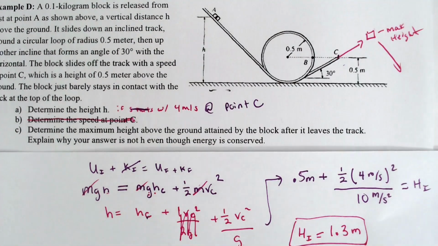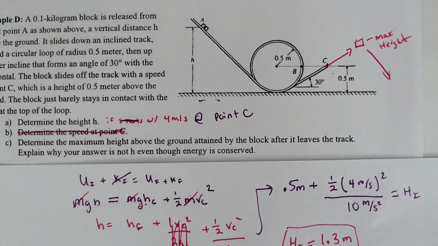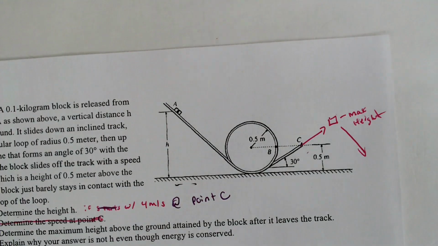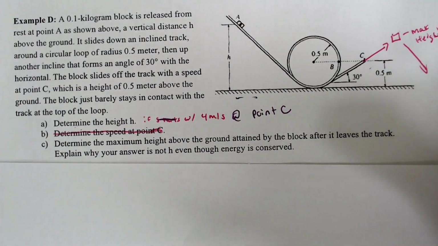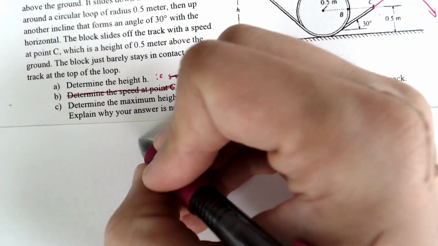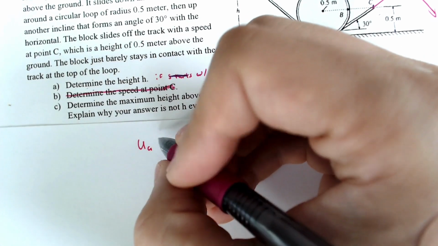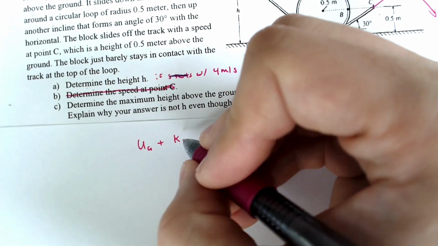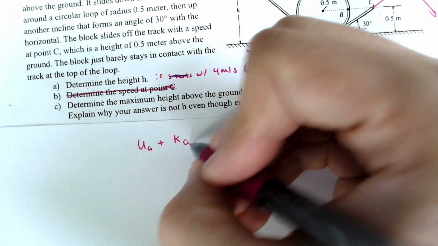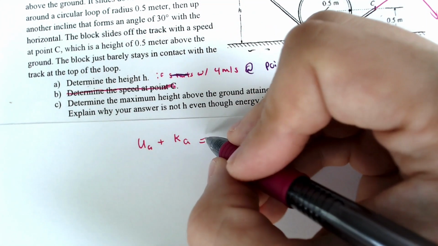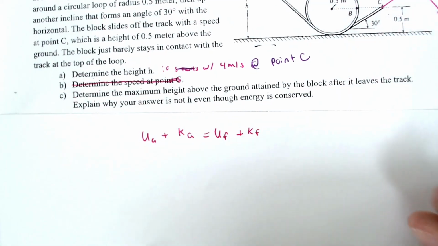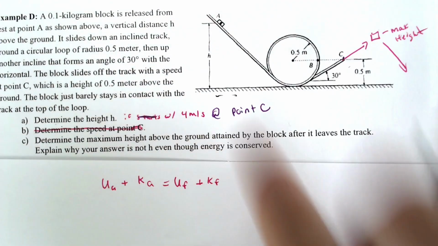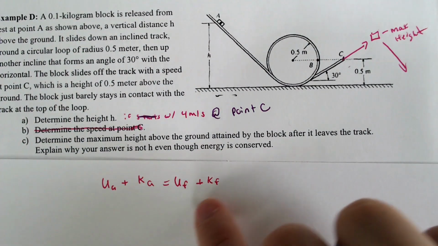All right. So again, conservation of energy will play in here, and we will need to deal with it. So we have UA plus KA must be equal to UF plus KF, and the initial is point A. Okay, so I did UA plus KA must equal UF plus KF.